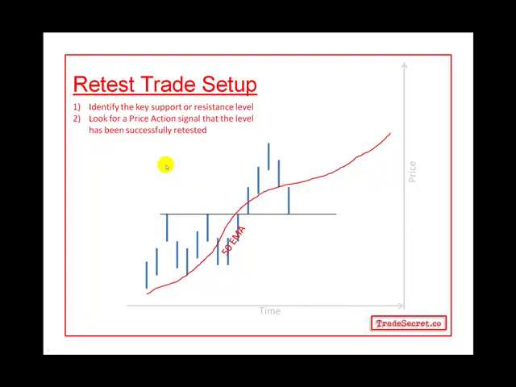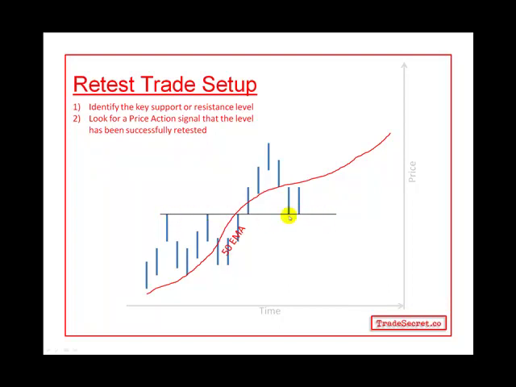Then we want to look for a price action signal that indicates the level has been retested. So in this case I've got a couple of bars that are sitting on that level. This retest could come in the form of one individual bar, in which case I'd probably be looking for a nice distinct low test bar off it, or it could come in the form of some sort of consolidation at this level. But whichever way you cut it, it can't be breaking through this level.